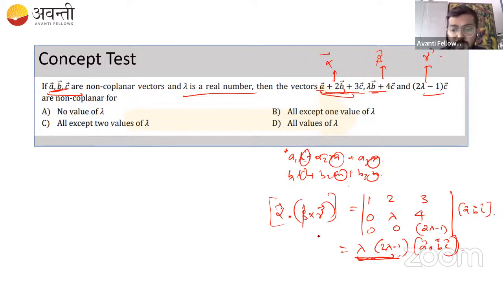So what you can say from this is it will be 0 when lambda is 0 or lambda is half. So only at this point, when this thing is 0, they are coplanar. Whenever the scalar triple product is 0, then they are coplanar, right? And when it is not 0, then they are non-coplanar. So this is 0 for two values. So for all other values, it is non-coplanar. That is why the answer is all except two values of lambda.